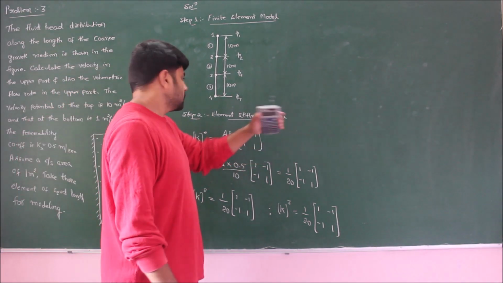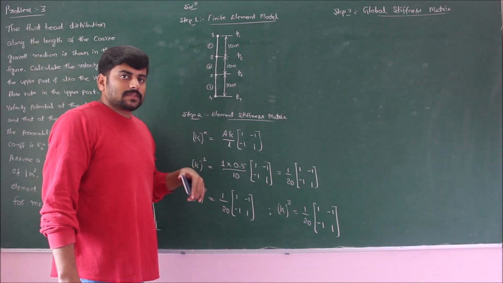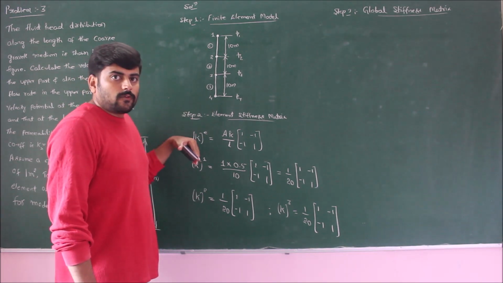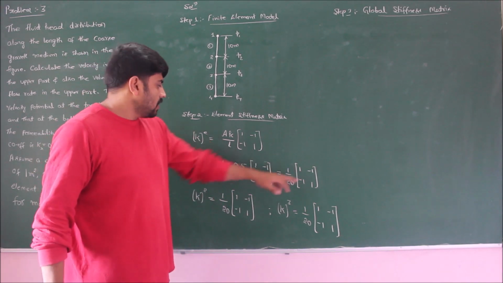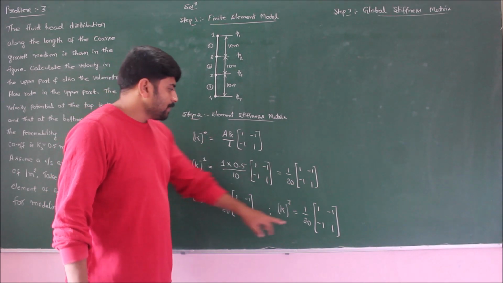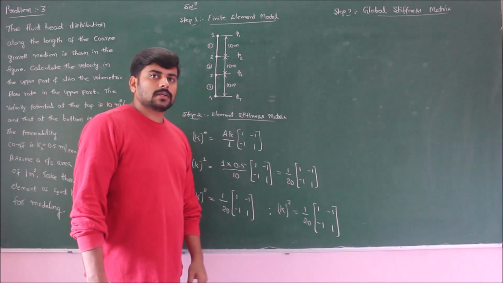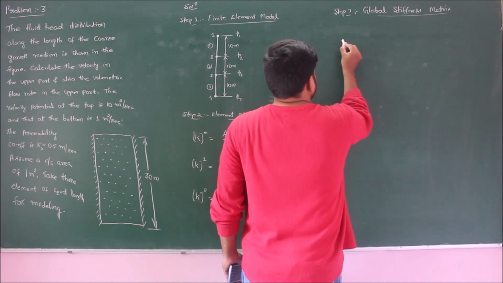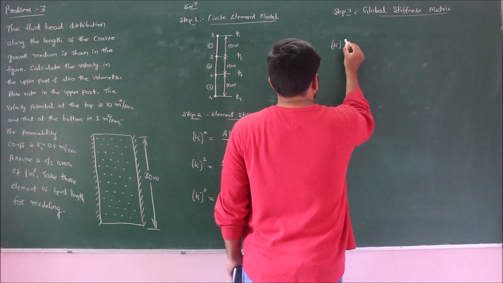Now moving on to step 3, to obtain the global stiffness matrix. The order of the global stiffness matrix is 4 cross 4, because we have 4 nodes. Following the procedure to obtain the global stiffness matrix, I should add K11 of element 2 to K22 of element 1. Similarly, K11 of element 3 should be added to K22 of element 2 and so on. So the global stiffness matrix will be of order n cross n, which is nothing but 4 cross 4, because n is the number of nodes.